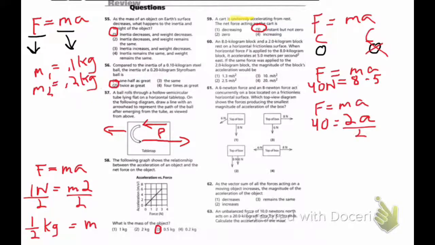When we divide by 2 on both sides, we see that the acceleration would be 20 meters per second squared. When we look at our choices, we see that choice number 4 is the answer.